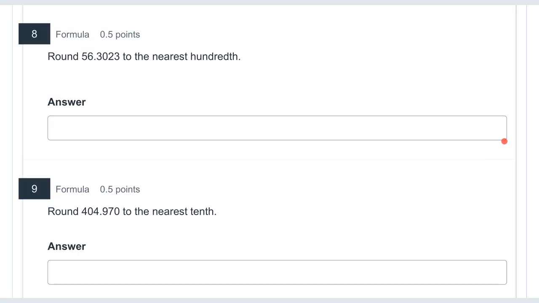Number 8. Start with our number, 56.3023. Round to the nearest hundredth, TH. 0 is in the hundredth spot. So write all the numbers up to and including that 0. So 56.30, but don't write anything else. And then when we go to write the one above this, we only increase that last digit by 1. So 56.31.